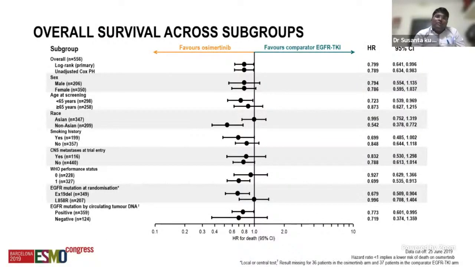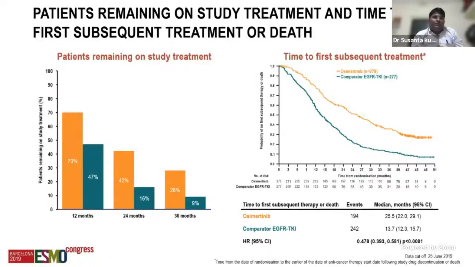So here also, in the overall survival curve, it favors all the subgroups. Only the Asian subgroup crosses the midline, but except for that, all the groups have great benefit with anti-EGFR TKI. Some patients with L858R mutation also cross the midline, but otherwise the data shows you have significant overall survival benefit in all the groups.